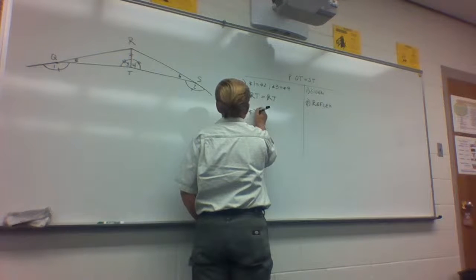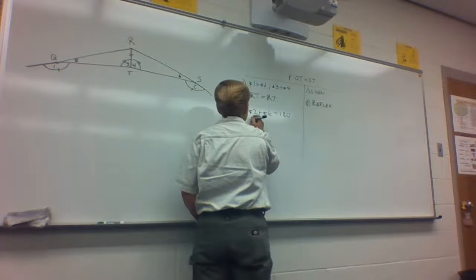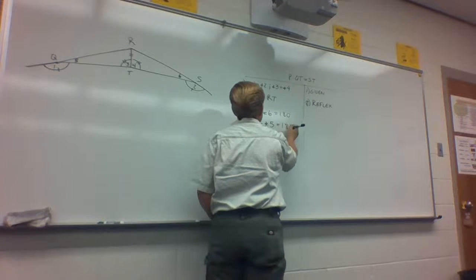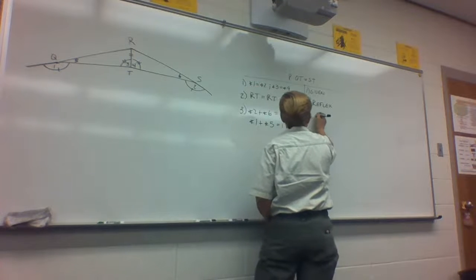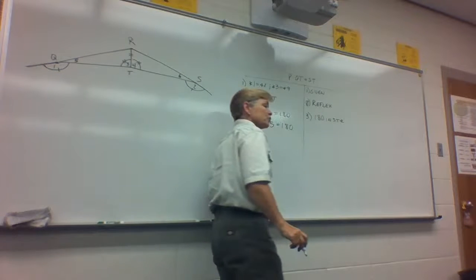We're going to say angle 2 plus angle 6 equals 180. And we're going to do the very same thing for the other one. Angle 1 plus angle 5 equals 180. And they're both for the same reason, which is 180 in a straight angle, because that's something you can see it, you can say it.